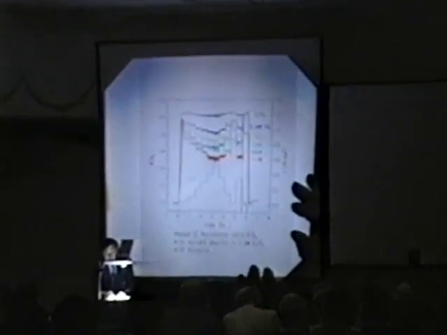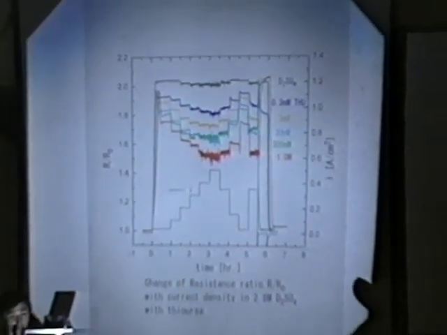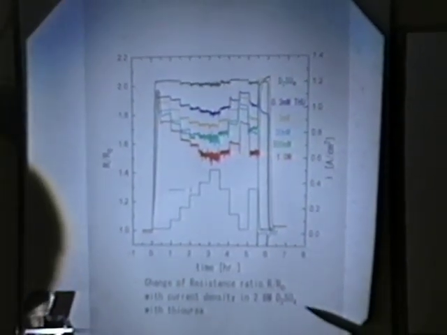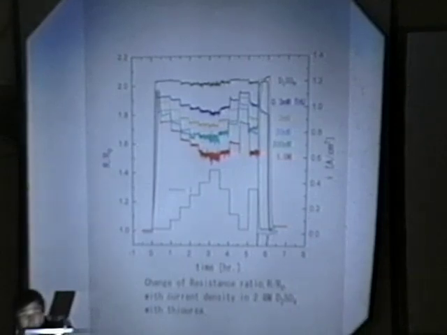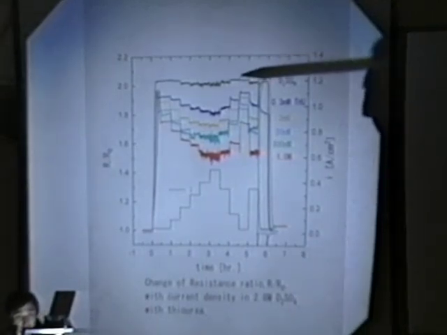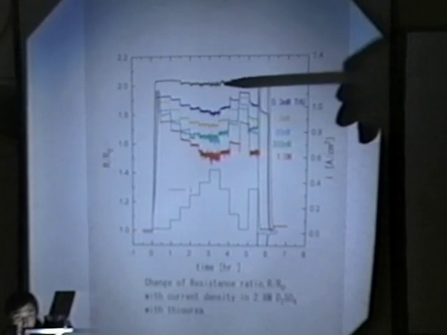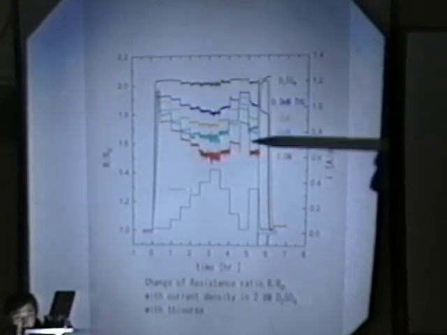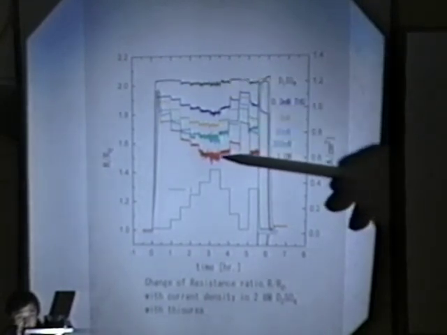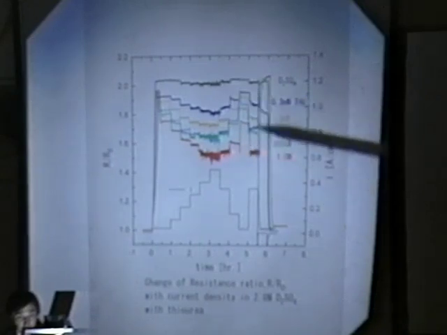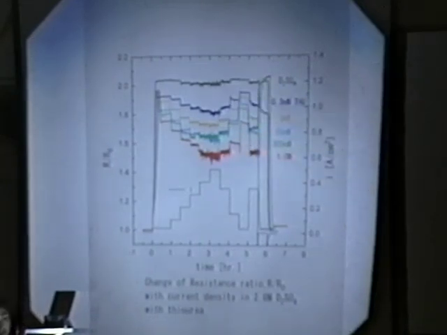And if we do this in 1 molar deuterated sulfuric acid, we have this to show the pure deuterated sulfuric acid and the system with 1 molar thiourea. So we have a very great influence of thiourea for the deuterium system too.